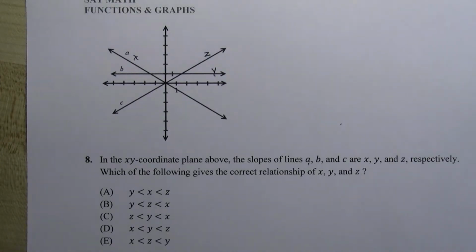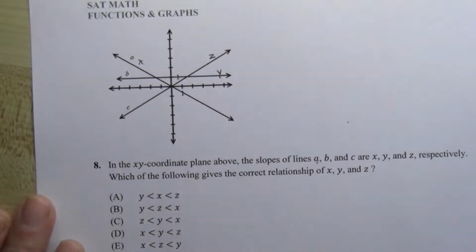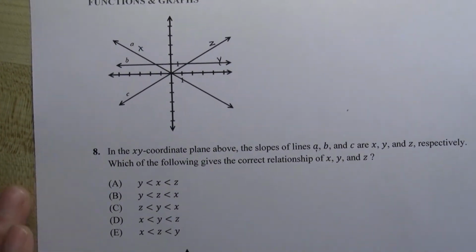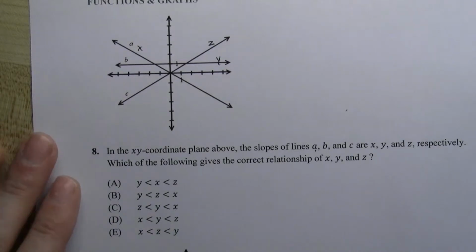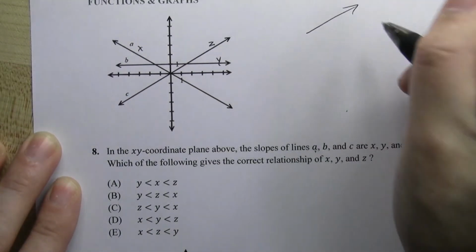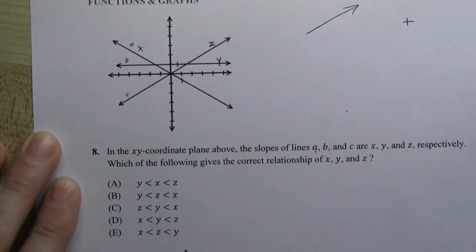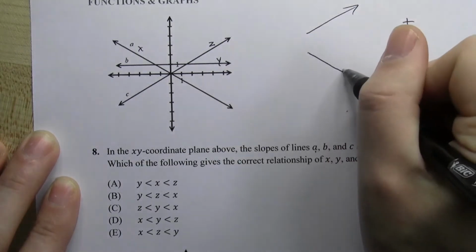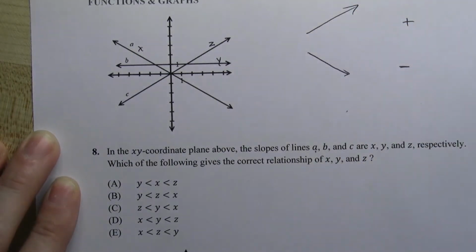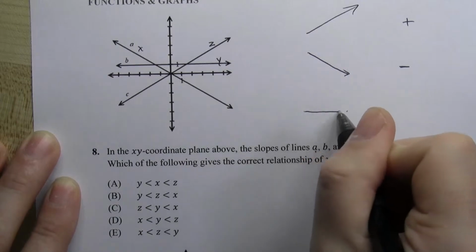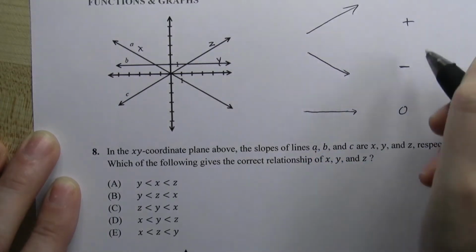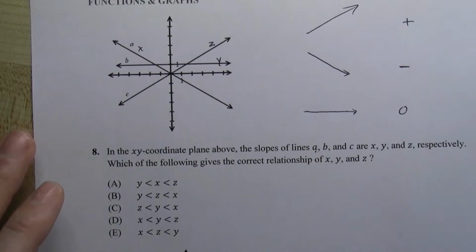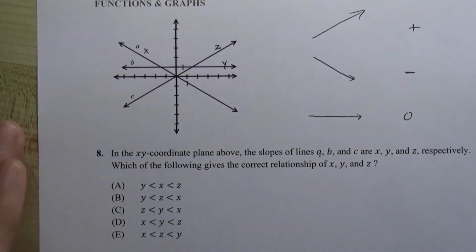Now, this one's interesting because we have markings on the coordinate plane, so we can identify points and start to estimate the values of the slopes. But we actually don't need to do that in this particular question. Why? Because a slope that goes up is always going to be positive, the slope of a line that goes down is going to be negative, and the slope of a line that goes horizontal is going to be 0, between negative and positive. So if you know those things, you can solve this question relatively quickly.